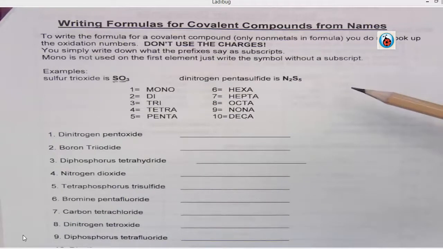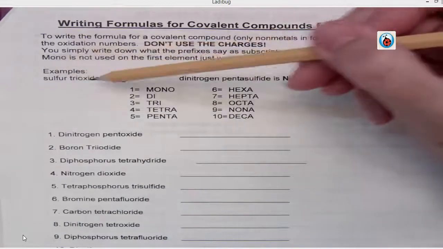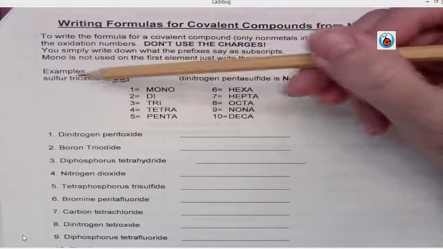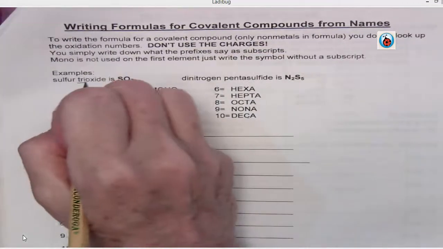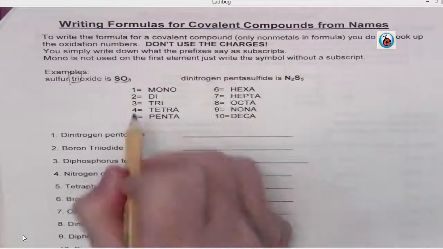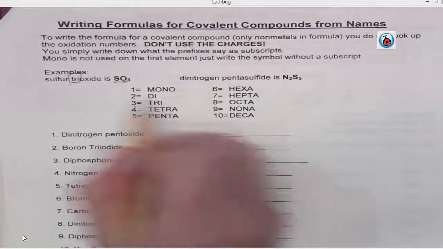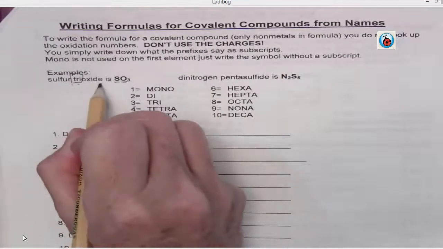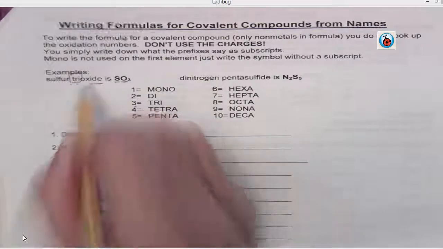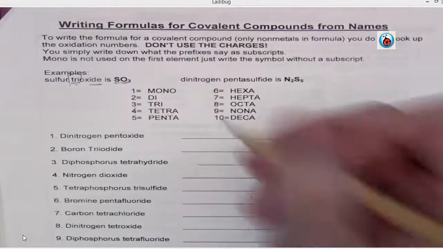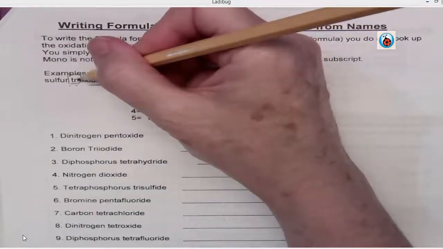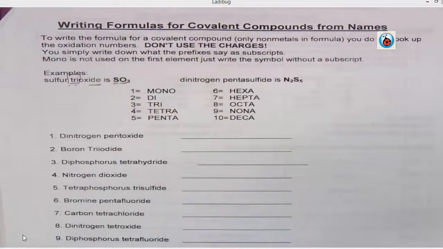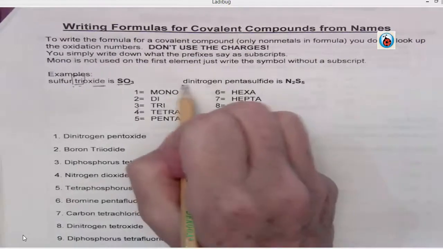So what do we've got here? We've got sulfur trioxide, okay? So we've got one sulfur, and this right here tells me how many oxygen. And right here, 3 is tri, so that's why it's trioxide. Remember, the second element gets that IDE ending. So I've got one sulfur, because there's no prefix, and how many oxygen? 3.